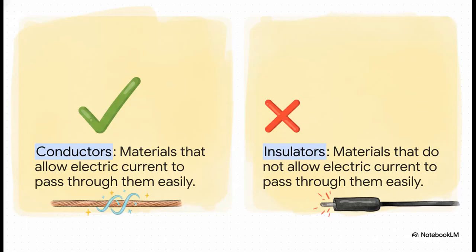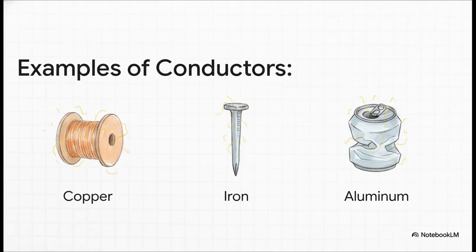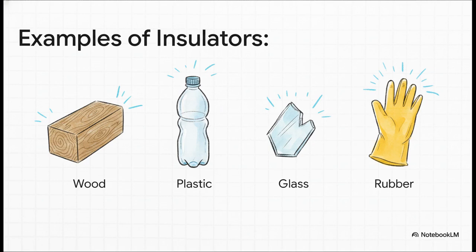Let's check them out. On one side, we have conductors, which let electricity pass. On the other, insulators, which block it. Metals, like the copper in wires, are awesome conductors. That's why we use them for electricity. And things like plastic and rubber, they're insulators. They cover wires to keep us safe.